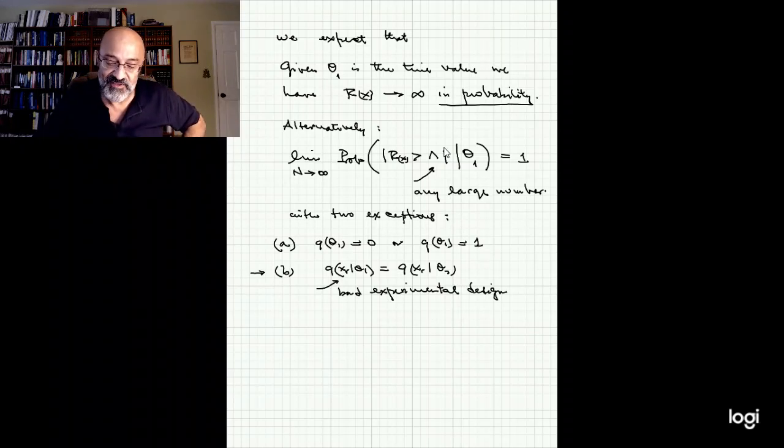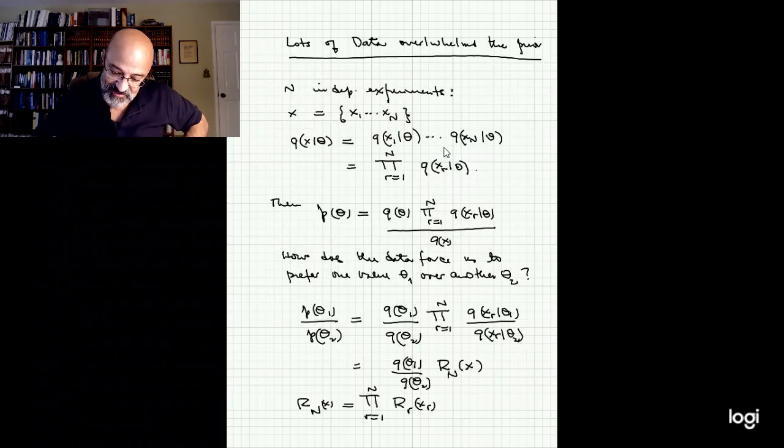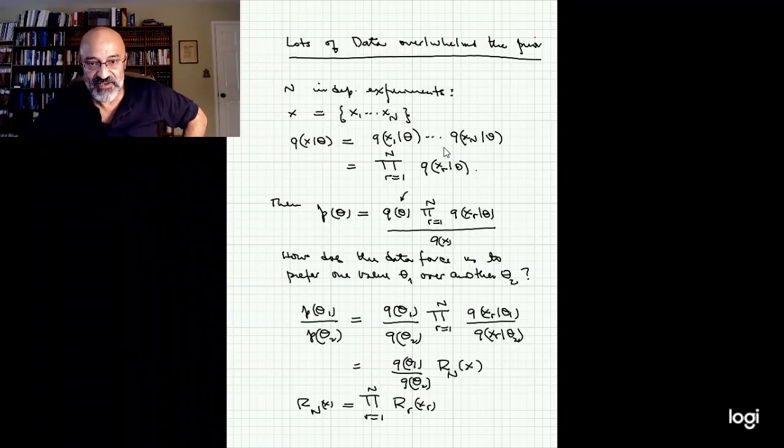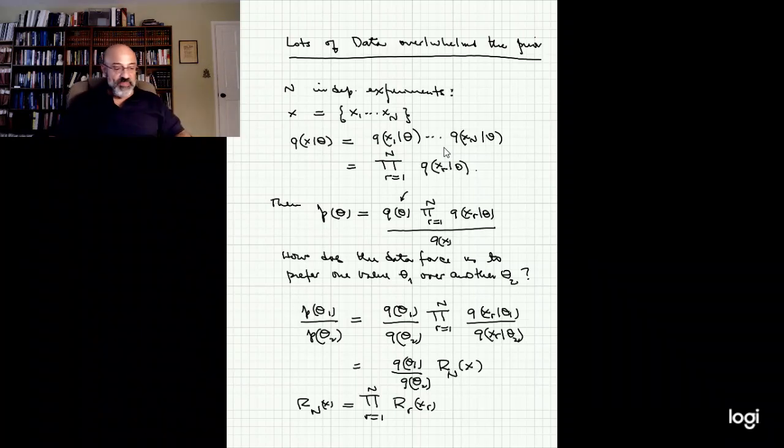That's the second type of exception to the rule of lots of data overwhelms the prior. The first one, of course, was the fact that there is a prior here. So if you put 0 there, it doesn't matter what you do, you're always going to get 0. Very good.